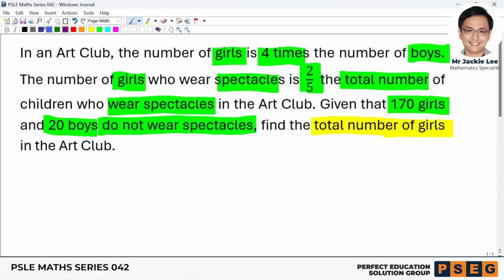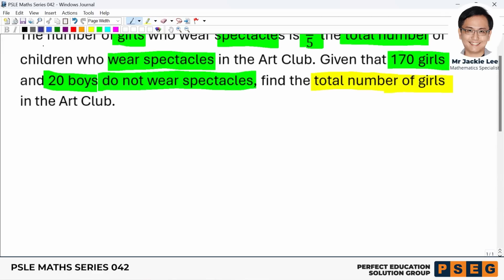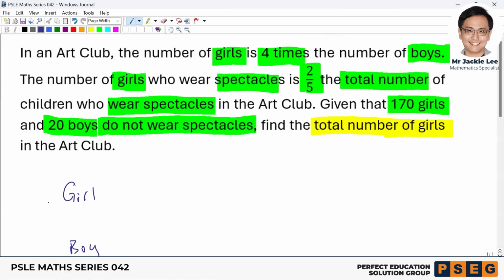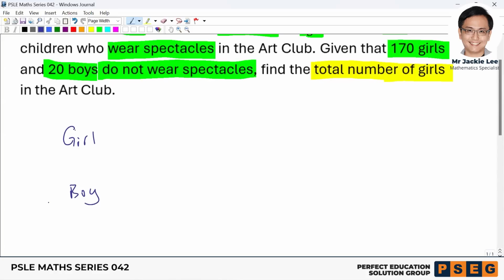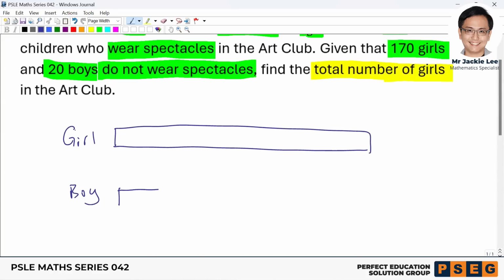I think we use a bar model now, so let's construct the bar model. So girls and boys. Okay, girls first, and then boys. Firstly, we know that girls are 4 times the number of boys, right? So therefore, this one definitely is drawn longer. This one is only 1/4 of this, roughly like this. And for those not wearing spectacles, let's say it will be something like this.